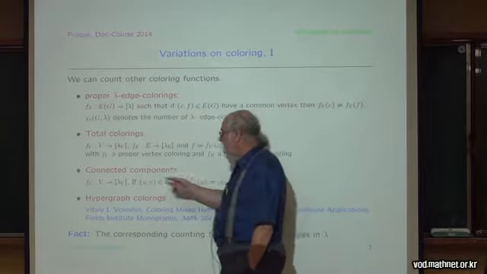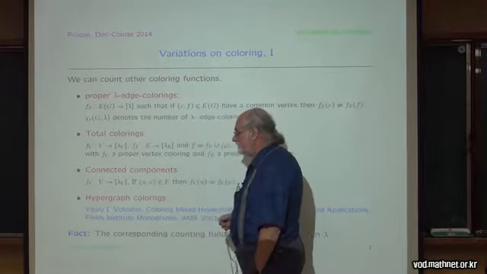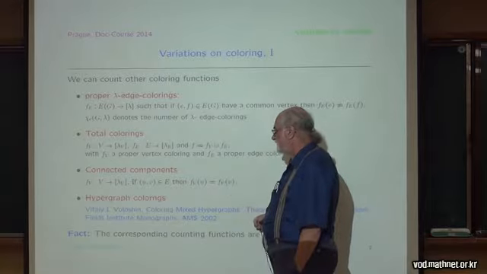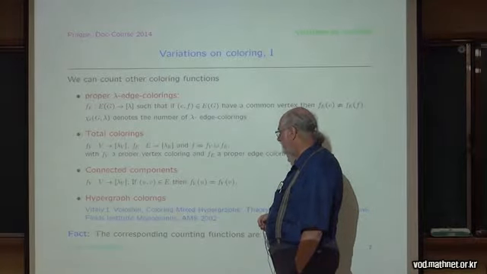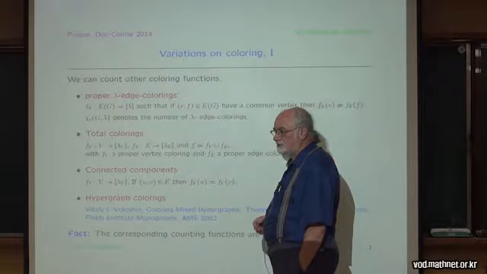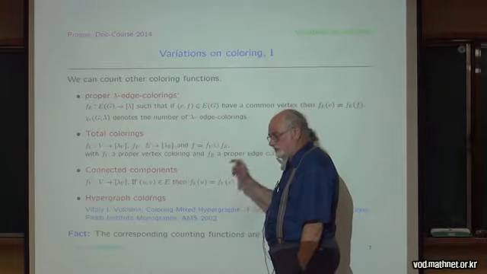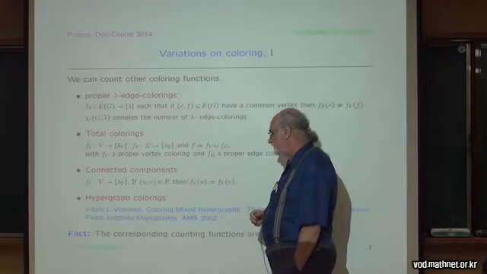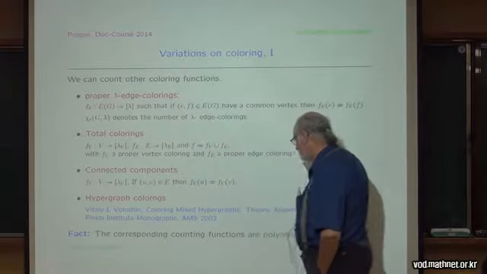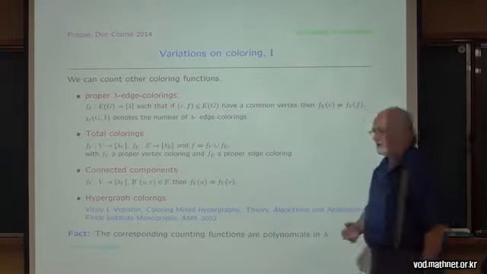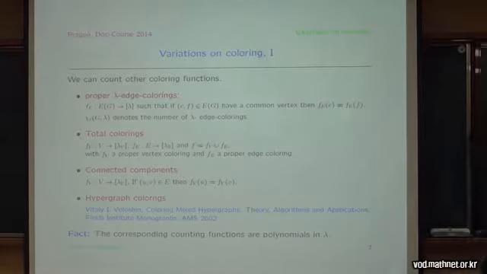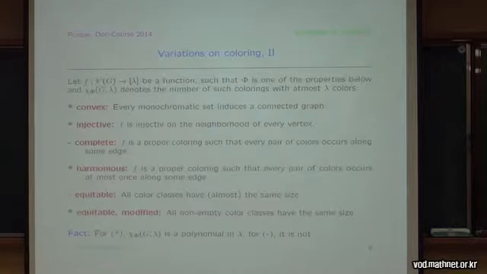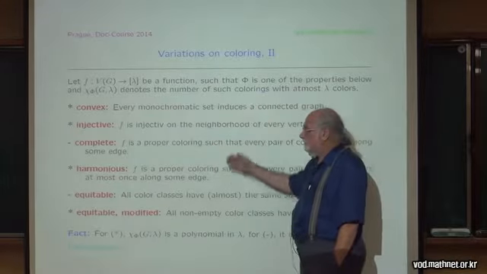Total colorings is where you color both edges and vertices. You can have connected components where you require that whenever two points are connected, related to each other, they must have the same color. Then there is somebody who wrote even a book about hypergraph colorings, where he claims that hypergraphs and colorings together are as good as linear structures in some sense. Anyhow, at the same conference where I was, there were more colorings.